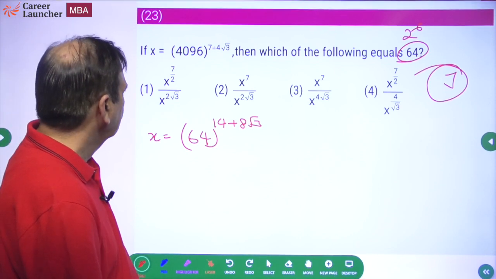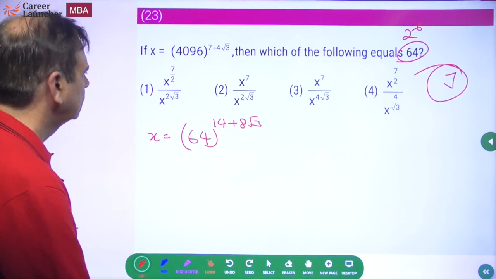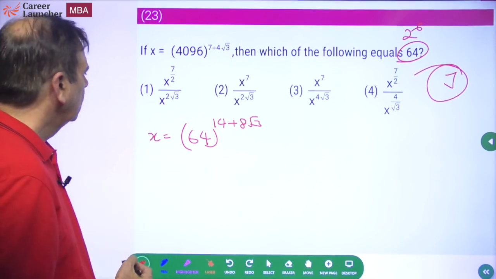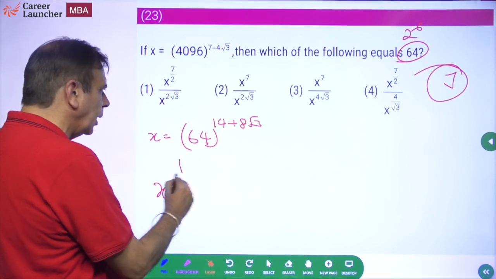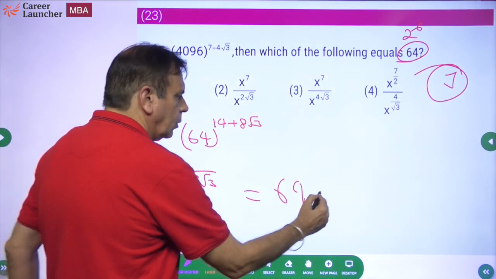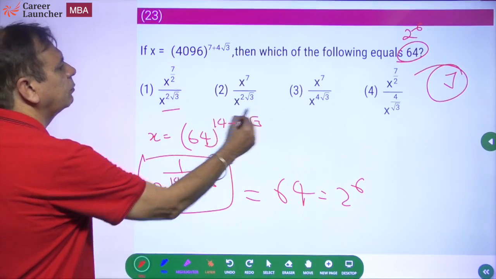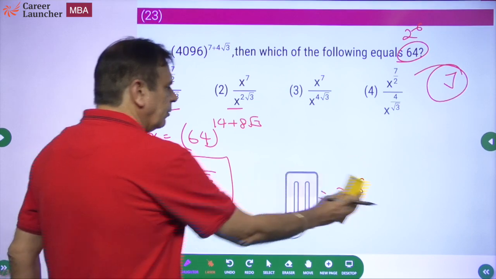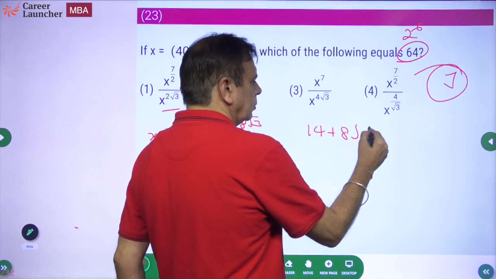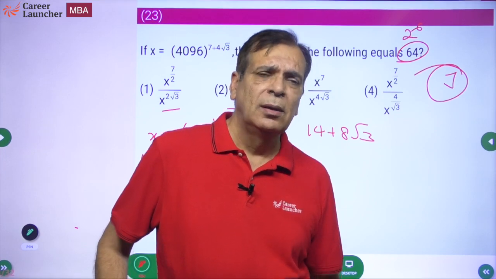Okay, is this fine? Okay, so what do I need to do? Okay, so I need to find 2 to power 6. So if I want this, I need to do x raised to power 1 upon this, which is equal to 64, which is equal to 2 to power 6, right? So I need to find this. So what I need to do is check out which of them is equal to this. What is the critical number we have to look at here? 14 plus 8 root 3. What is 14 plus 8 root 3 equal to? I hope you remember your numbers. What is root 3? 1.73.